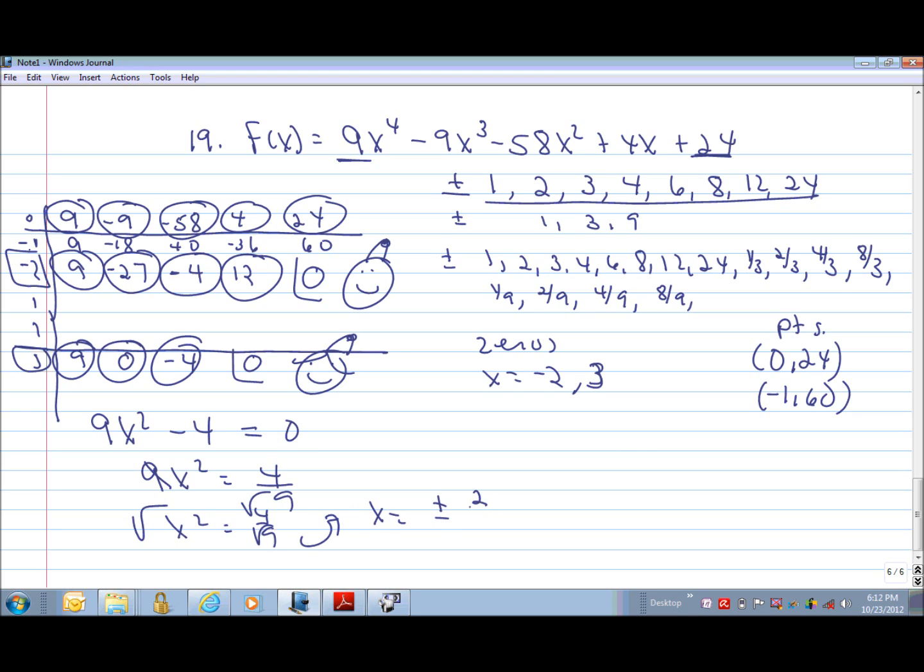The square root of 4 is 2, and the square root of 9 is 3. That equals really, really nice. That's two solutions, positive 2/3 and negative 2/3. So our x is also positive or negative 2/3. And that would be our 4 zeros. All right. Well, that was one of the harder ones.